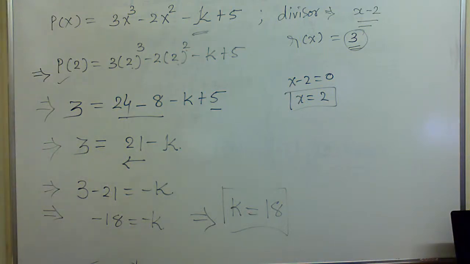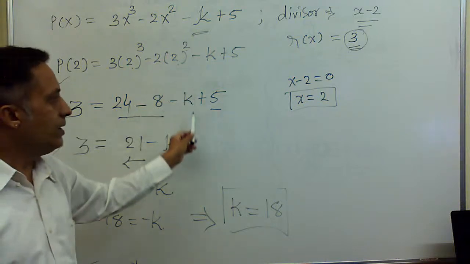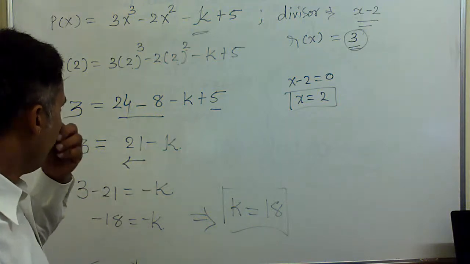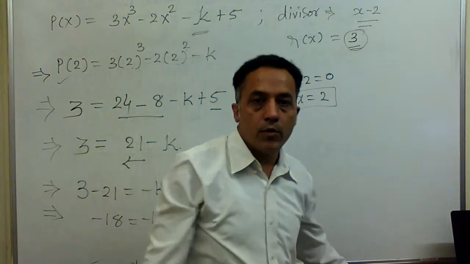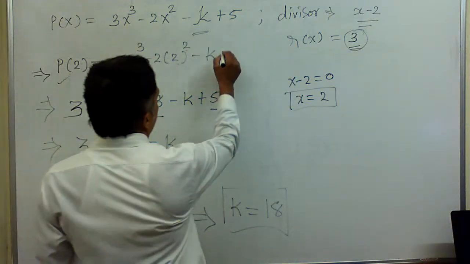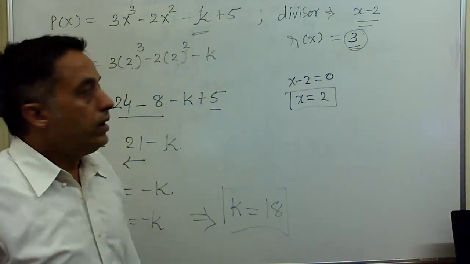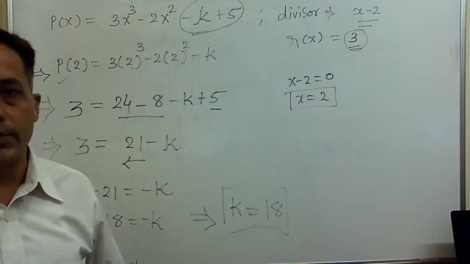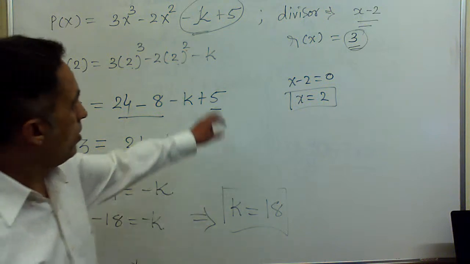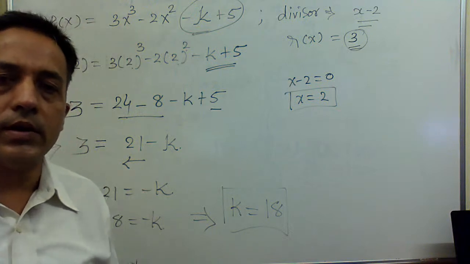Check this sum properly. Cube of 2 is 8, and 8 times 3 is 24. Square of 2 is 4, and 4 times 2 is 8. Minus k is as it is, because it does not have x, plus 5. Here k becomes a constant because it is without a variable. Let me remind you, this term is constant. It was without x, so it is considered without variable, so it is considered a constant.